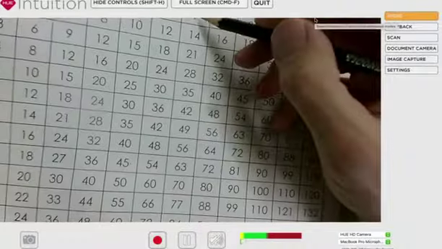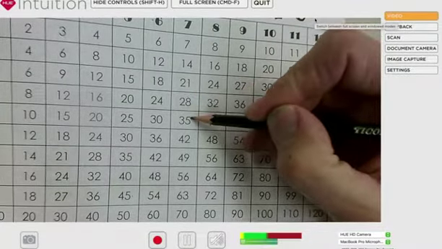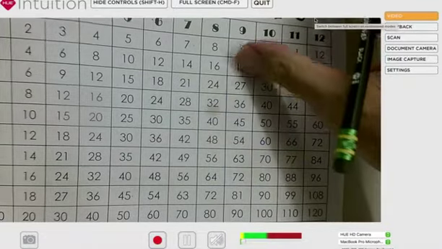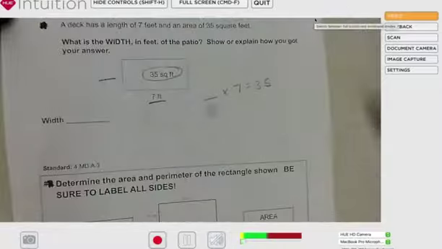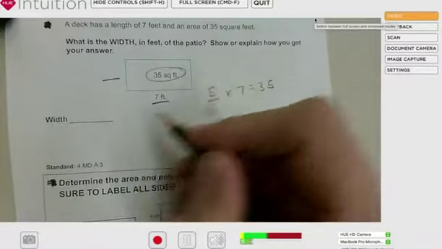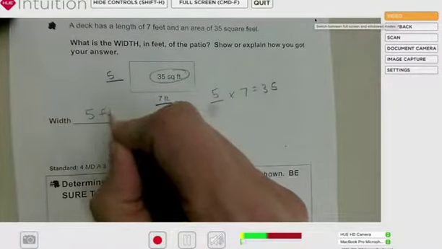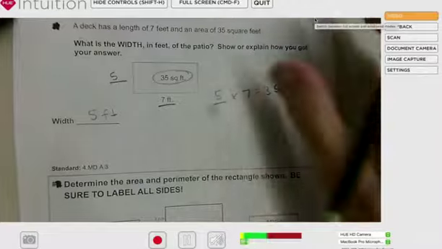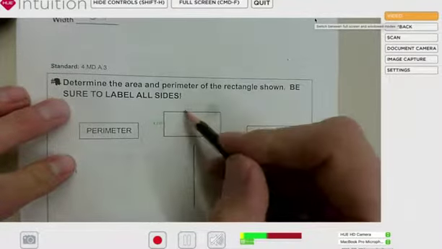1, 2, 3, 4, 5, there's a 35. You see how I did that? 1, 2, 3, 4, 5, boop. It's 5. That's the missing. And of course, make sure that if this is feet, then that's feet. That's it, right?